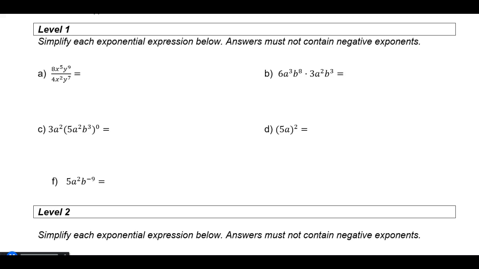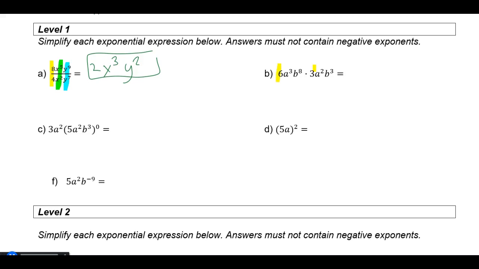Alright, and this is level 1, so you do the numbers, and then your x's, and then your y's. So, 8 divided by 4 is 2. 5 x's on top, 2 on the bottom. Cross, cross, you have 3 left on the top. 9 y's on the top, 7 y's on the bottom. Cross, cross, you get y squared left over in the numerator.